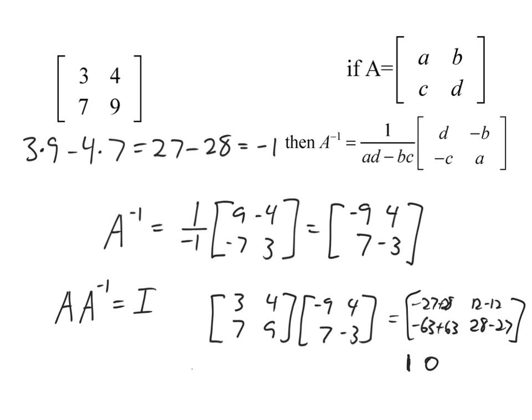12 minus 12 is 0. Negative 63 plus 63 is 0. And then 28 minus 27 is 1. And if you look here, you end up getting your identity matrix. Now, you don't have to do this. I just wanted to show you what an inverse actually does.